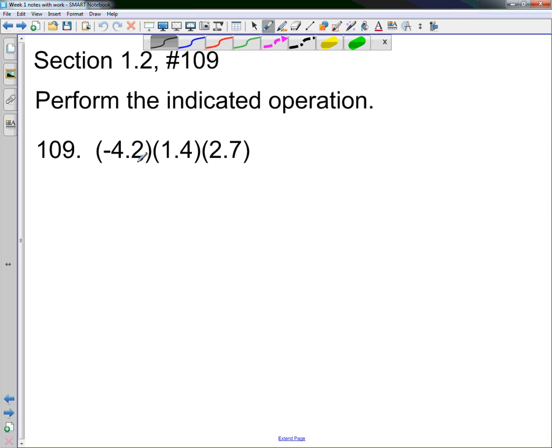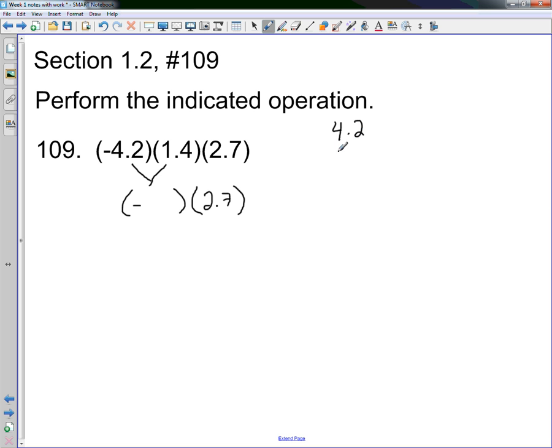Okay, so I'm going to multiply the first two together, moving from left to right. I know that a negative times a positive is going to be a negative. And then after I'm done with that, I'm going to multiply it by 2.7. So we have 4.2 and 1.4. We're multiplying these. You may be using a calculator on this. That's okay. We'll use a calculator on the next one just to show you.